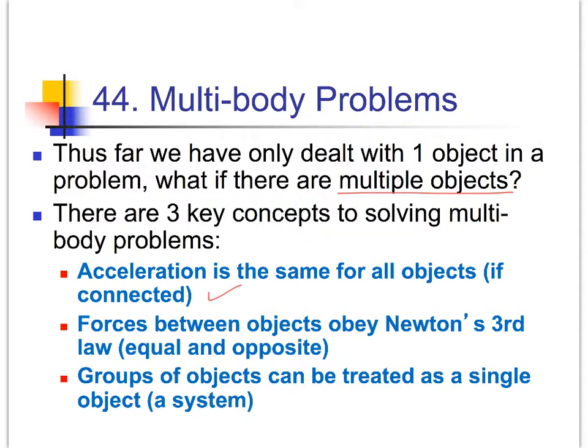The second is the forces between the objects obey Newton's third law. So we're always going to have some force that connects the objects, that allows these objects to interact. Okay, we're not going to deal with problems with multiple objects that aren't interacting. These objects will be interacting, and that means that the forces between them will be equal and opposite. Okay, and that's going to play a really key role and make our life a lot easier.